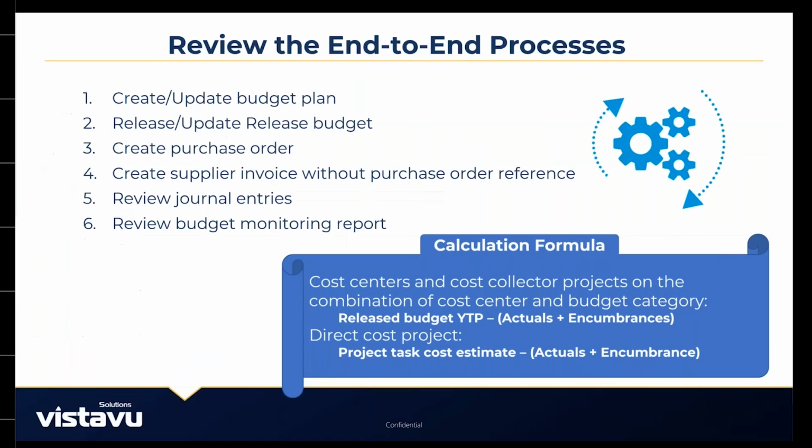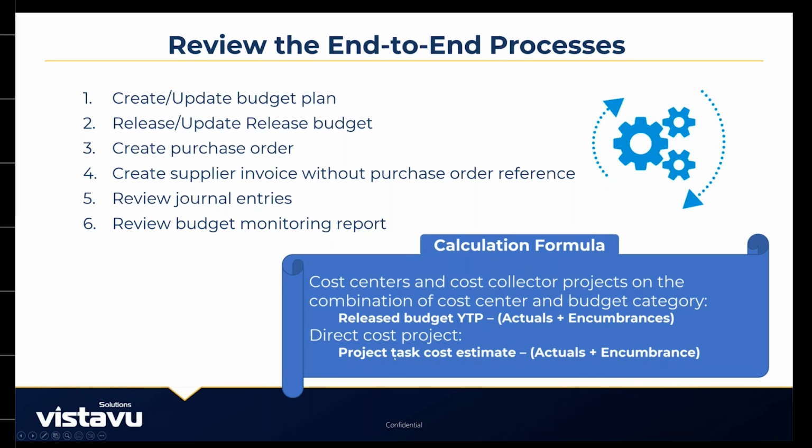Now, I put the calculation formula out here. So how does ByDesign calculate what is the available budget? It depends on two scenarios. The first scenario is the cost centers and cost collecting projects. This is the scenario where it looks at the cost center and project budget, the budget categories, to determine your budget availabilities. It's going to use the released budget year to period amount, subtract the actuals plus your encumbrances amounts.